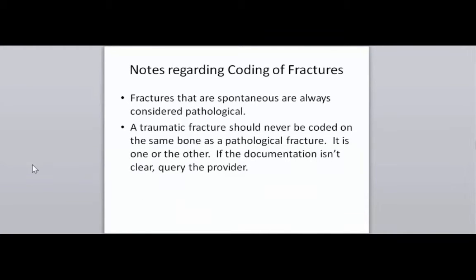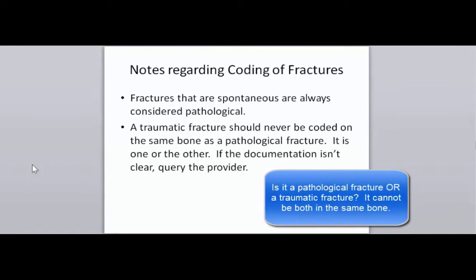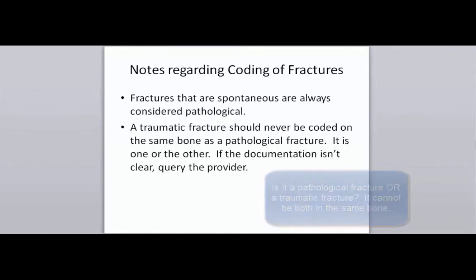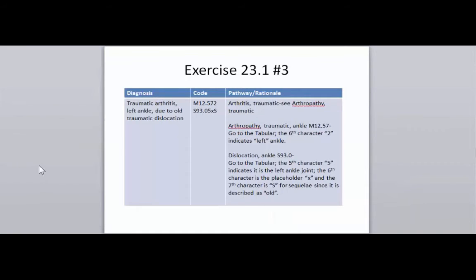A few more rules about coding. Fractures that are spontaneous, where the physician has documented spontaneous fracture L2, you know that those are pathological fractures. And you should never code a traumatic fracture and a pathological fracture on the same bone. It's either one or the other. And if the documentation isn't clear, it is appropriate to query the provider to find out if you are dealing with a traumatic fracture or a pathological fracture. Okay, a lot of review there, but it's important in this chapter especially to go over those things.